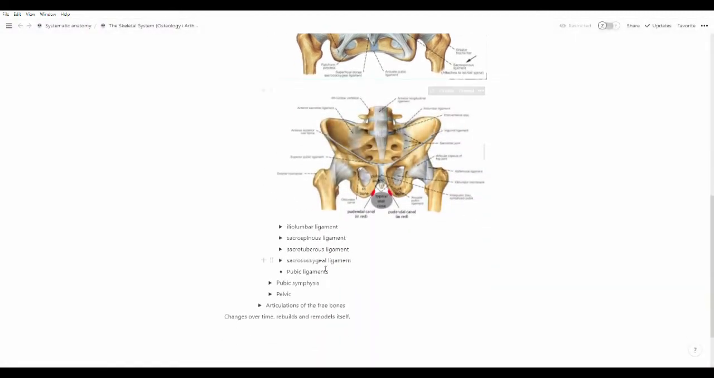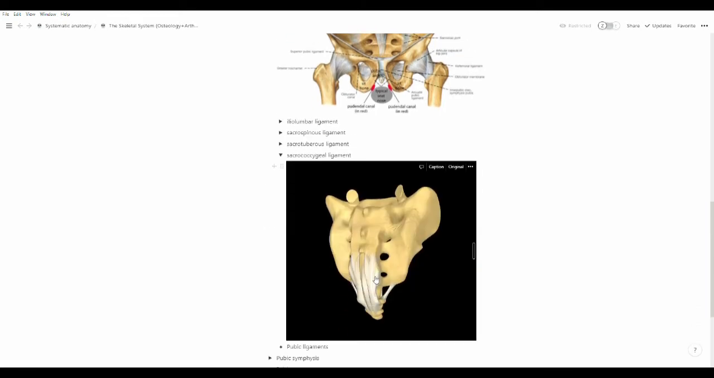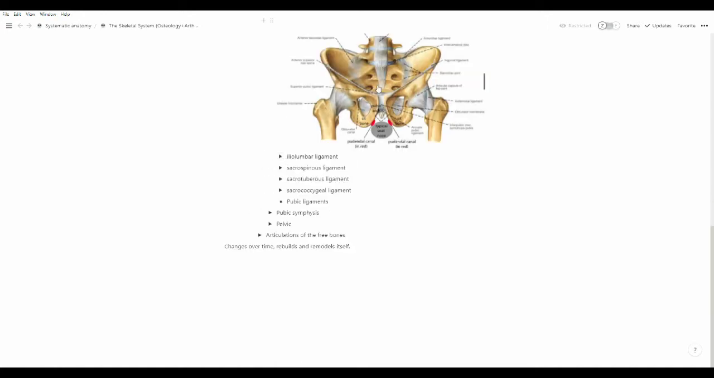Very simple. So actually, let's have a look at what I have in here. Here, sacrococcygeal ligament. Yes, here we have the deep, and here we have the superficial dorsal sacrococcygeal ligament. It sounds very complicated, but it's very simple. We have the sacrum, the coccyx, and the sacrococcygeal ligament. All right.